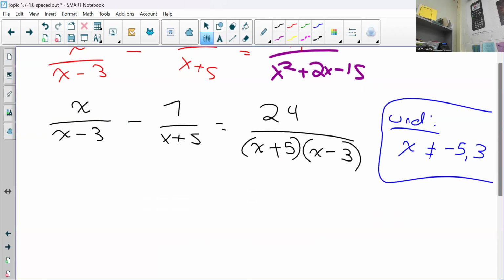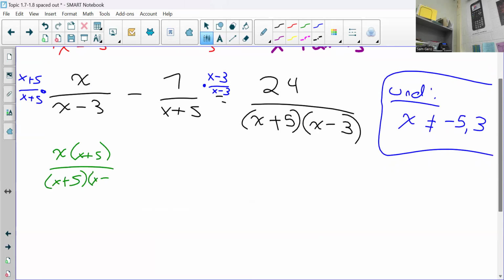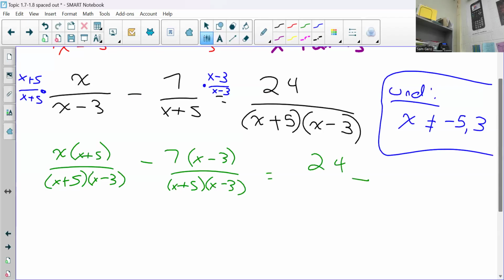Keep that in mind when we talk about extraneous solutions. All right, so over here I'm going to multiply this by (x plus 5)/(x plus 5), and over here I'm going to multiply this by (x minus 3)/(x minus 3). Common denominators. So I have x times (x plus 5) over (x plus 5)(x minus 3), minus 7 times (x minus 3) over (x plus 5)(x minus 3), equals 24 over (x plus 5)(x minus 3).